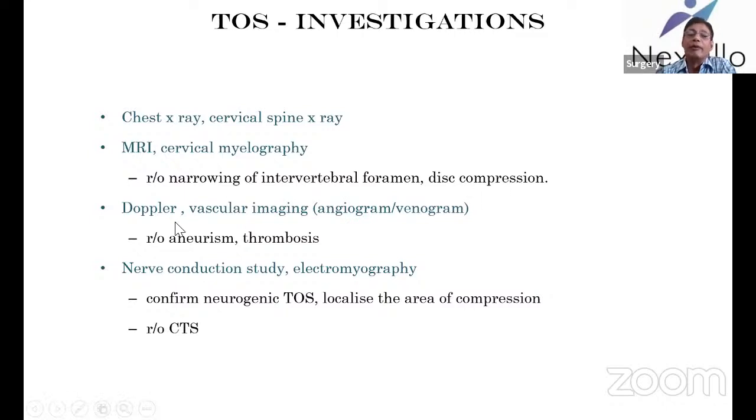Okay. Then we may perform the Doppler, color Doppler, vascular imaging like angiogram or venogram to check out for the involvement of the artery and the vein. And this is going to rule out if there is any aneurysm or thrombosis present. Then nerve conduction studies and electromyography may be done. This confirms the diagnosis of the neurogenic thoracic outlet syndrome. It localizes the area of compression, and it also rules out carpal tunnel syndrome, CTS. And then comes the management.